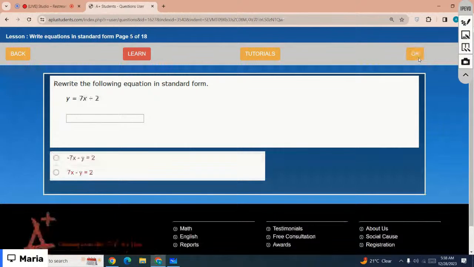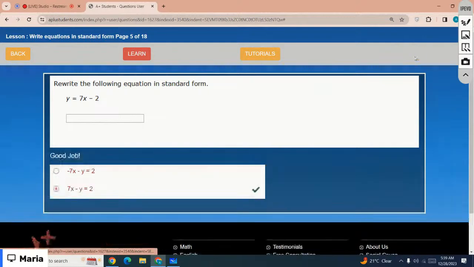Rewrite the following equation in standard form. Y equals 7x minus 2. So which is the correct option? The second one is the correct option, 7x minus y equals 2. Option 2 is the correct option.